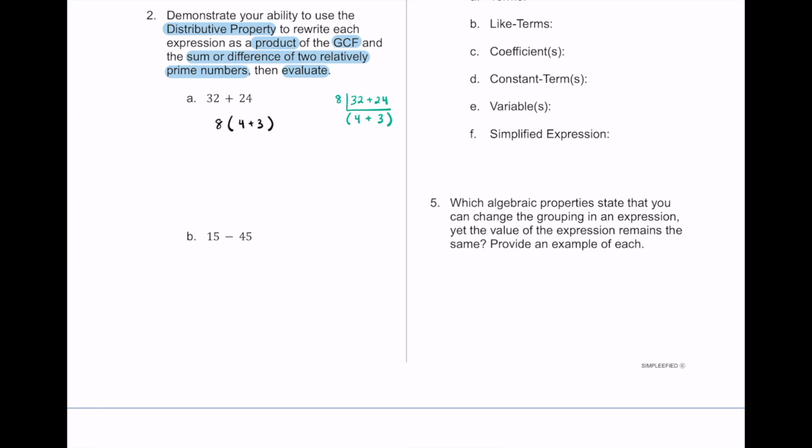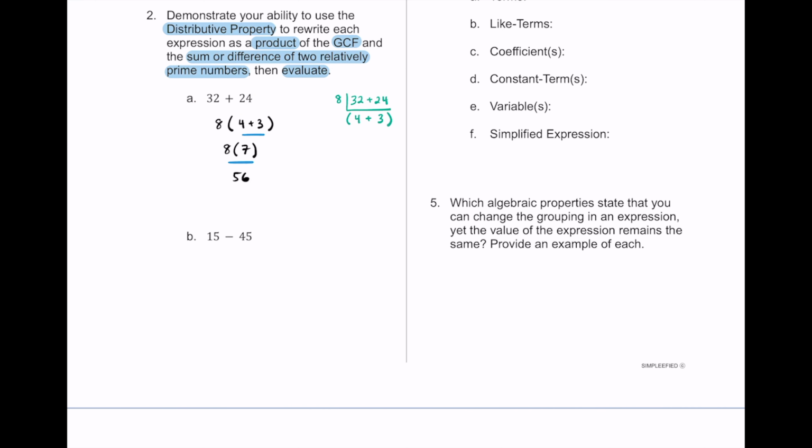Now, if you just want to evaluate or solve it, we can just use the order of operations. So 4 plus 3 is going to be 7. So we have 8 multiplied by 7. Then 8 times 7, that's going to equal 56. Okay. If you want to check that, feel free to just add this 32 and 24, that equals 56, so that checks out.